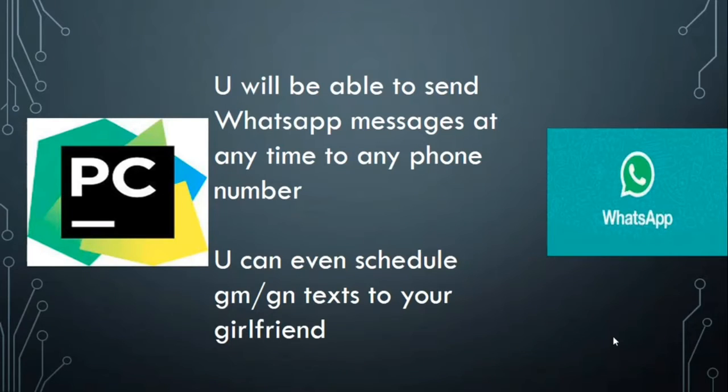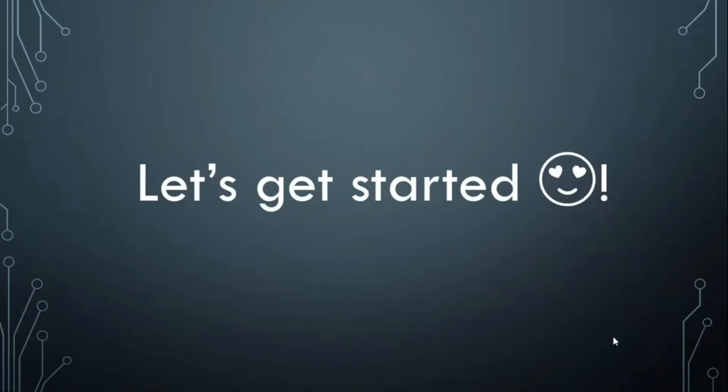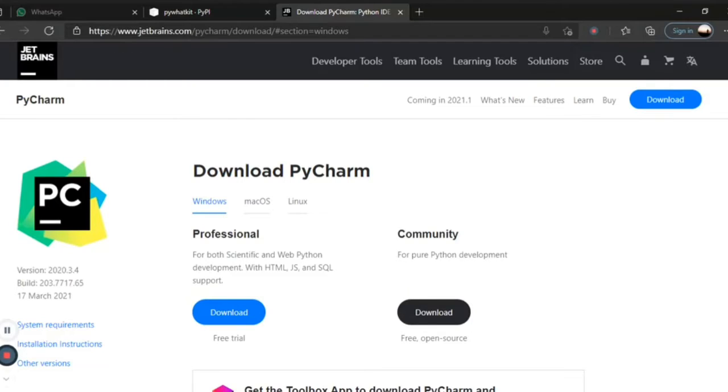No prior knowledge is required for this video. At the end of the course, we'll be able to schedule any WhatsApp message to any phone number at any time. We'll be using PyWhatkit, any Python IDE, and WhatsApp Web. It's very easy. You can pip install PyWhatkit, and I'll be using PyCharm version 3.9. Let's get started.